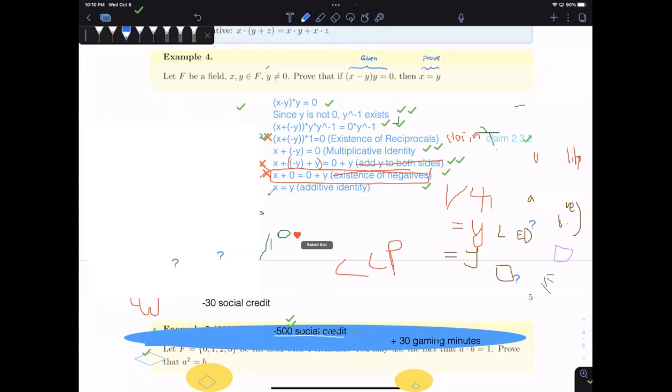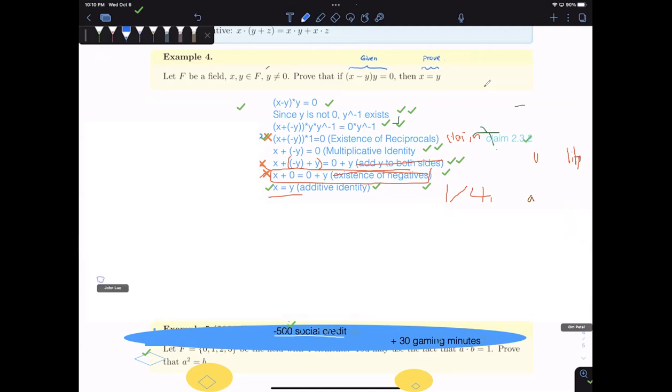Anyway, the last step is additive identity. Okay, so this is good. If you add the steps I mentioned, then everything is good. Let's say if this question is out of 4, what do you think this person can get?